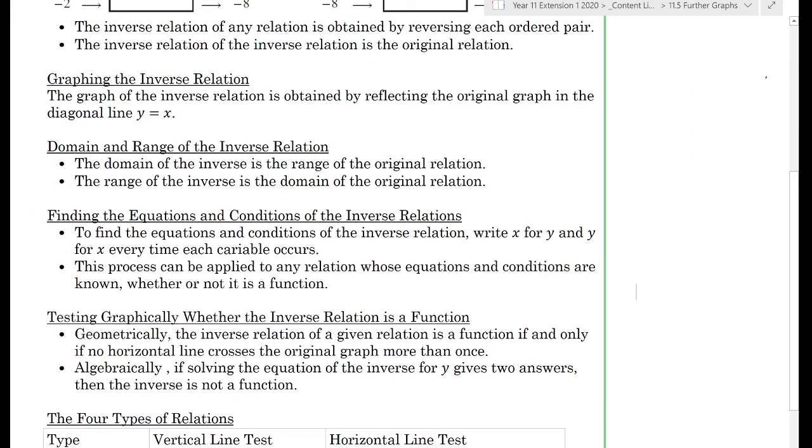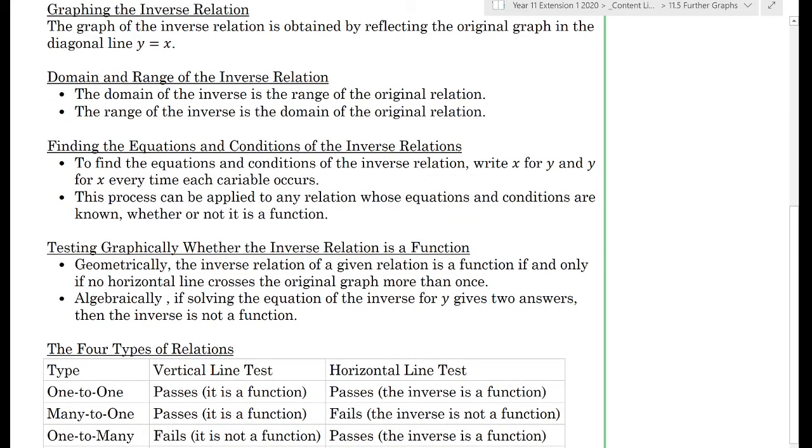Okay, so finding the equations and conditions of an inverse relationship. Let's say, for example, you've got y is equal to x plus 2 when x is greater than or equal to 0. Then when you're finding the inverse, you're literally swapping everything around. So x is equal to y plus 2, where y is greater than or equal to 0. Then you solve this, and then you do some other stuff, which we'll talk about in a moment. But basically, you have to swap everything.